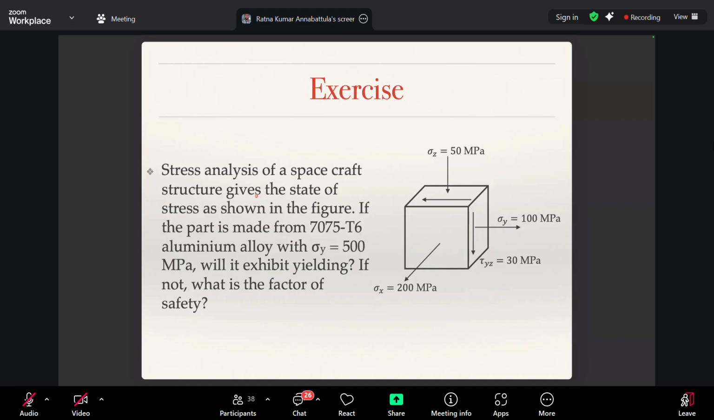What is the factor of safety? How do you define factor of safety? Sigma y by sigma e. Yeah, that is 2.8.